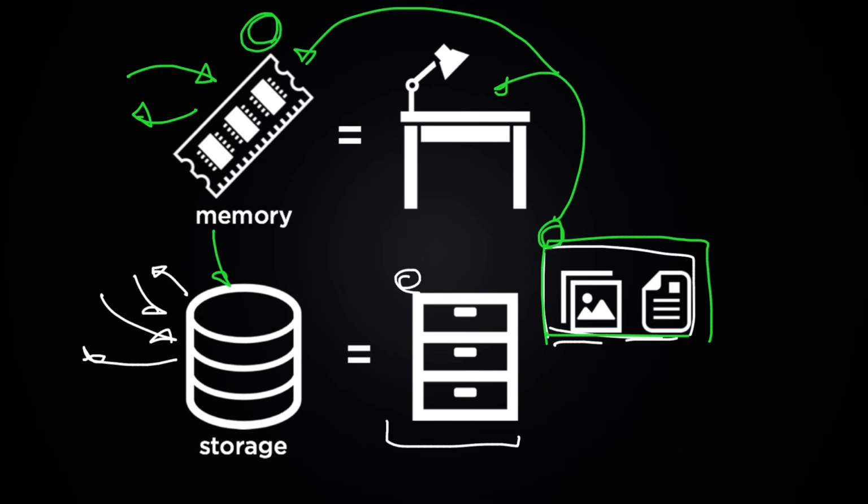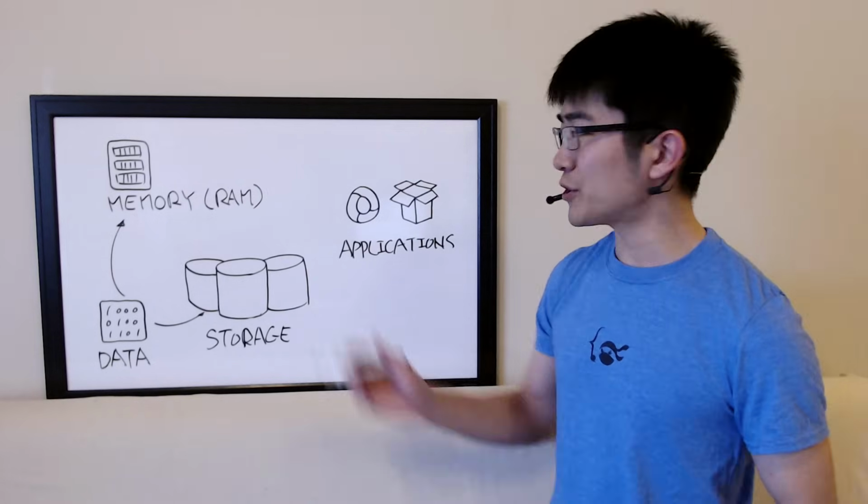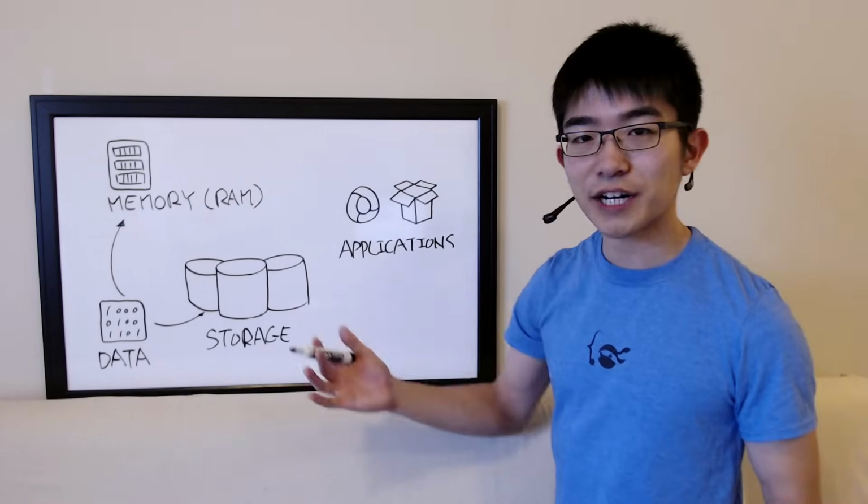And then once you finish working with those pieces of data on your memory, once you finish editing them and modifying them, then you can bring them back to your storage so that you can save them there more permanently as computer files again. So that's the gist of how memory and storage work together with files.